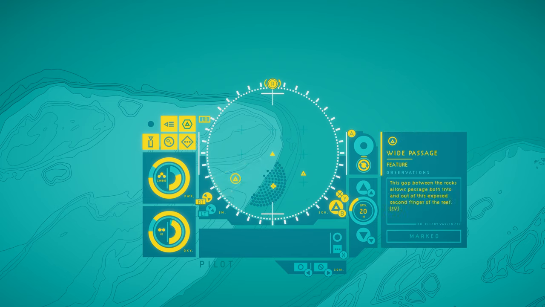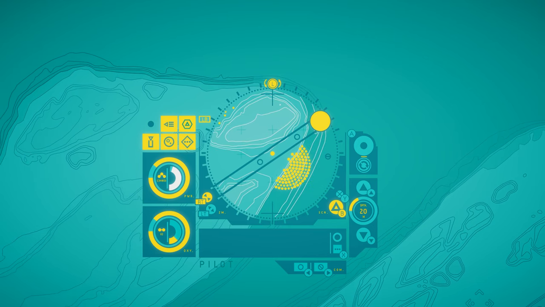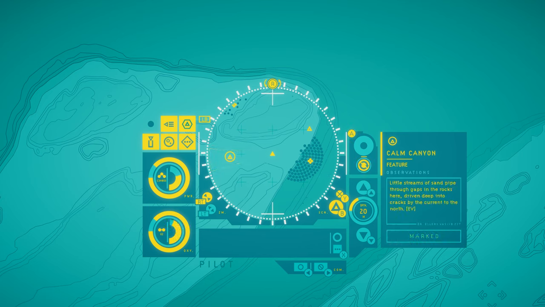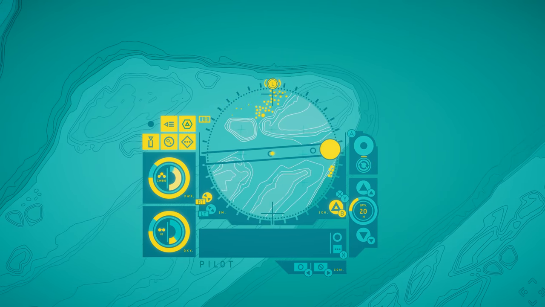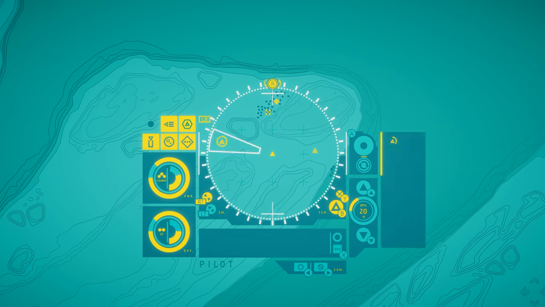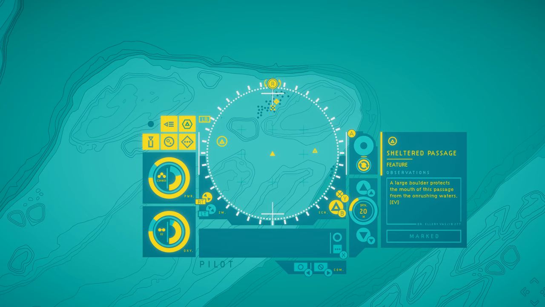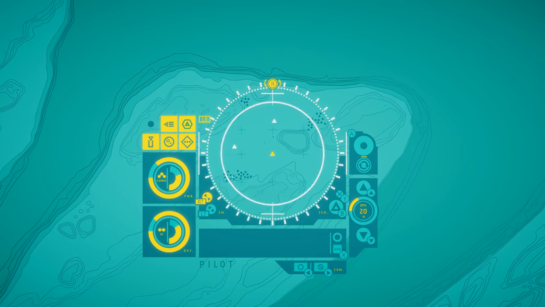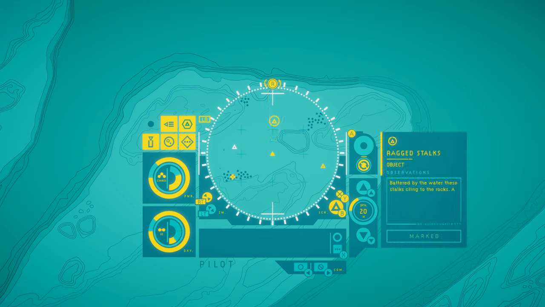Wide passage. This gap between the rocks allows passage both into and out of this exposed second finger of the reef. Calm Canyon. Little streams of sand pipe through gaps in the rocks here, driven deep into cracks by the current to the north. Sheltered Passage. A large boulder protects the mouth of this passage from the onrushing waters. Ragged stalks. Battered by the water, these stalks cling to the rocks. A single creature braves the current to graze on their twisted forms.